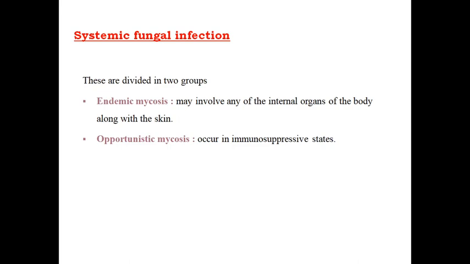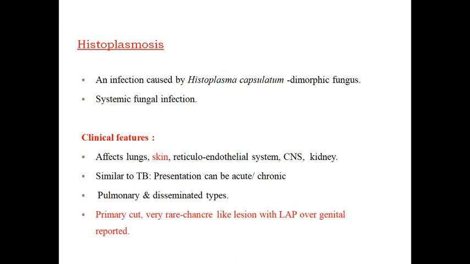They are divided into two groups: endemic mycoses and opportunistic mycoses. Endemic mycoses involve any of the internal organs of the body along with the skin, whereas opportunistic infections occur in immunocompromised patients. The first is histoplasmosis. It is an infection caused by Histoplasma capsulatum, which is a dimorphic fungus, and it is a systemic fungal infection. Clinically, it affects lungs, reticuloendothelial system, CNS, kidney, and rarely skin. It is similar to tuberculosis. The presentation can be acute and it can be chronic.